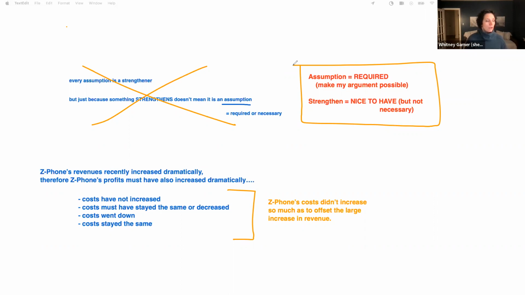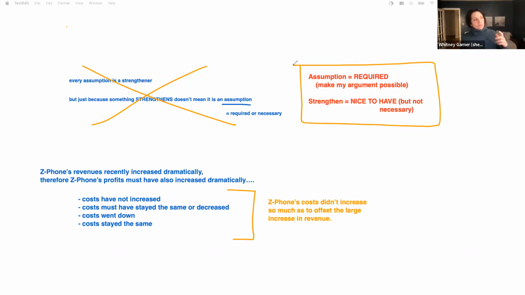So for example, what I want for my assumption is purely that our costs didn't go up so much that they ate up our entire increase in revenue. That one weird situation, I had to wish it away. Otherwise, I don't have to be really specific about what does happen. I'm more often going to be specific about what does not happen. So hopefully that cleared up a little bit of this assumption and strengthen distinction.